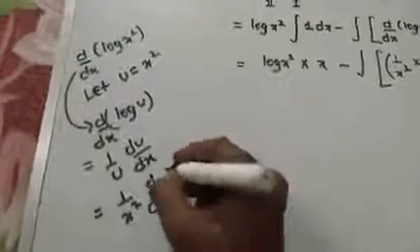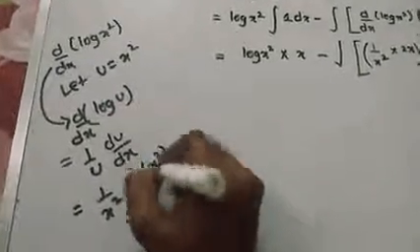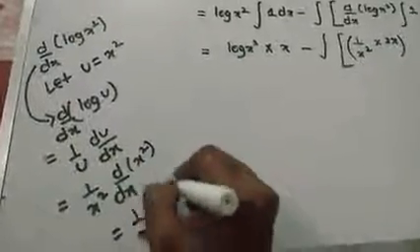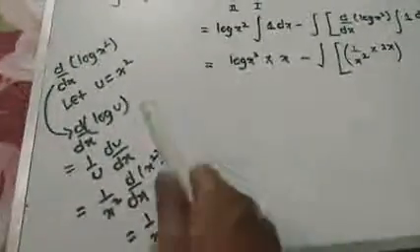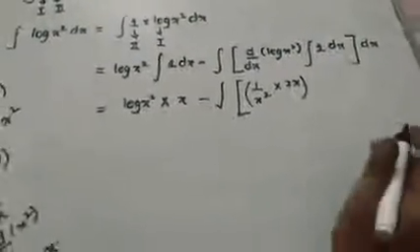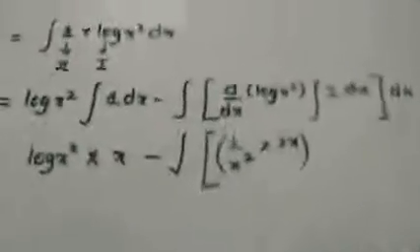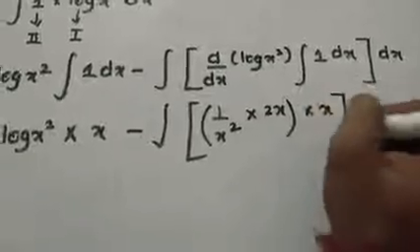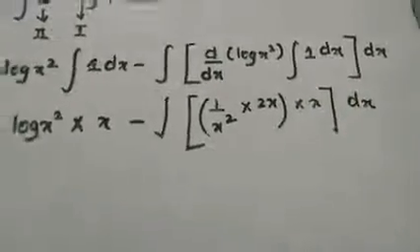Now by chain rule, du by dx, putting the value, gives 1 by x square times d/dx of x square, which is 2x. So the derivative of log of x square is 1 by x square into 2x, and that is what I have written here. Clear? Okay. Now the integration of 1 dx is x.